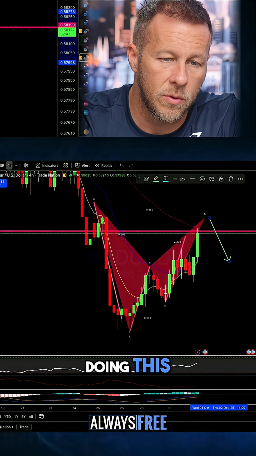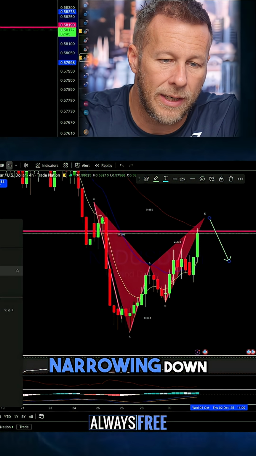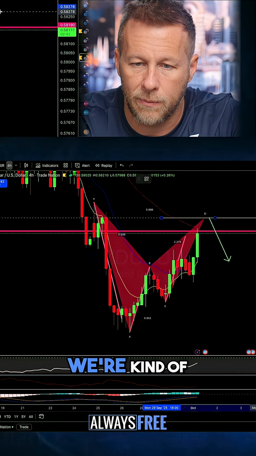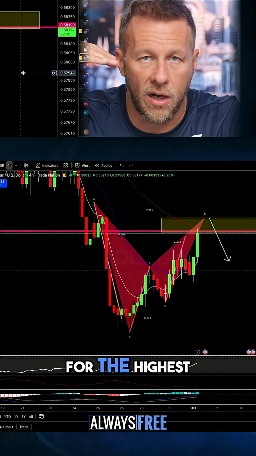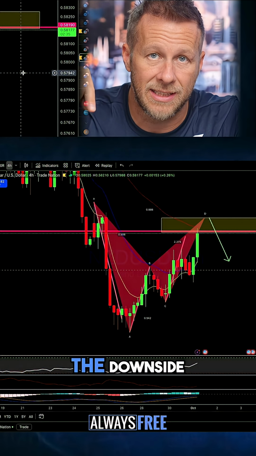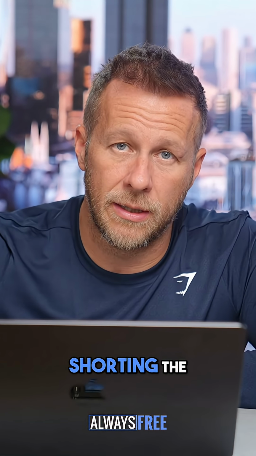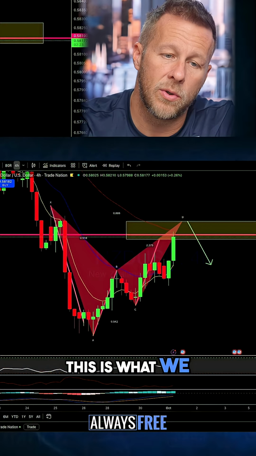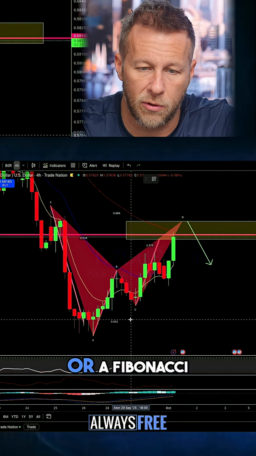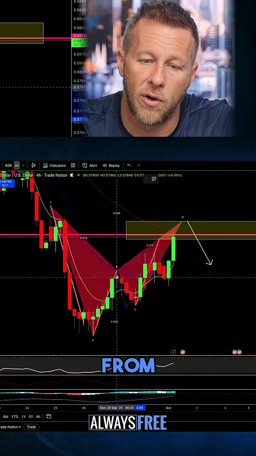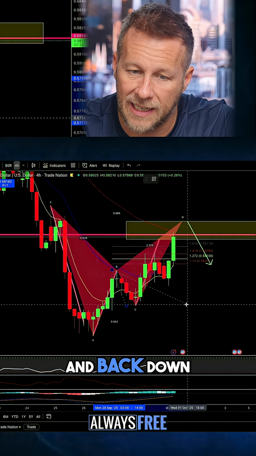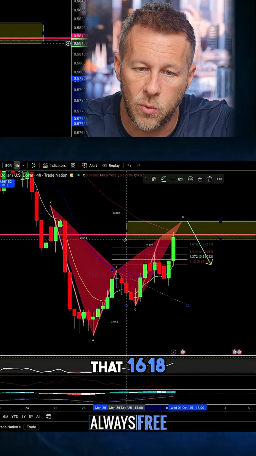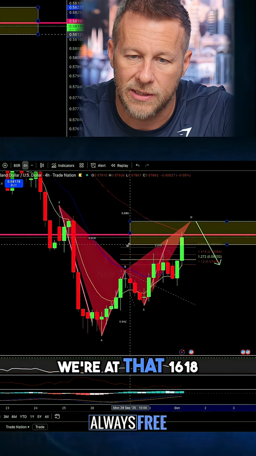Because as we're doing this, we're narrowing down. If we bring on our rectangle here, we're narrowing down this tight little kill zone for the highest probability of a reaction to the downside, a move to the downside. Another popular strategy for shorting the market in a directional move like this is what we call a fib inversion setup, or a Fibonacci inversion setup, where we're going from the mini outside return to the previous high and back down, and you're looking at that 1618, right? So you can see we're at that 1618 now.